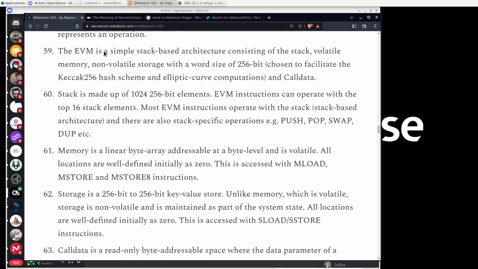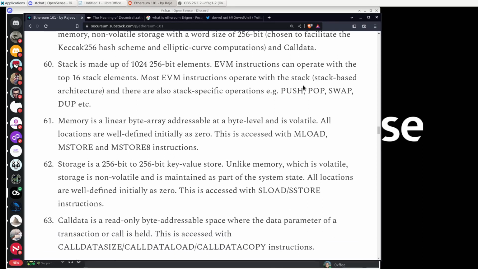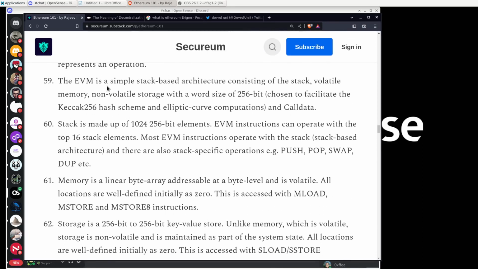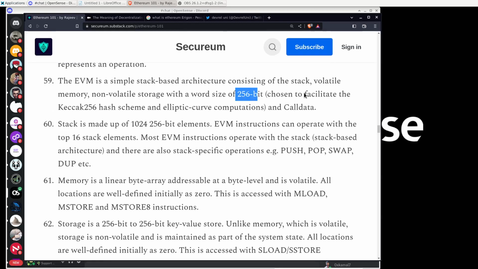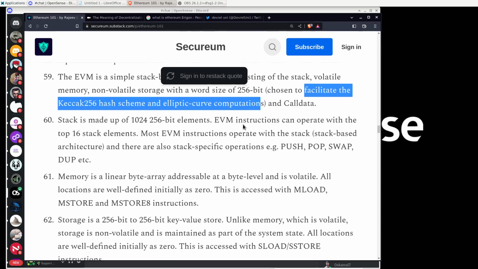The EVM is a simple stack-based architecture consisting of the stack, volatile memory, non-volatile storage with a word size of 256 bits, and call data. And this was chosen to facilitate the Keccak hash scheme.